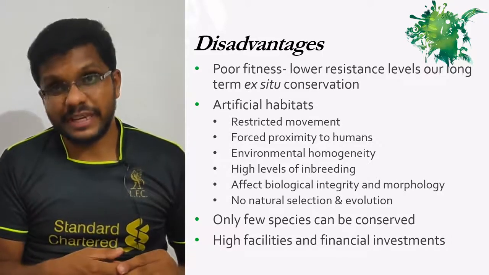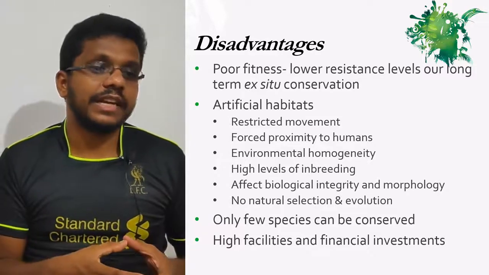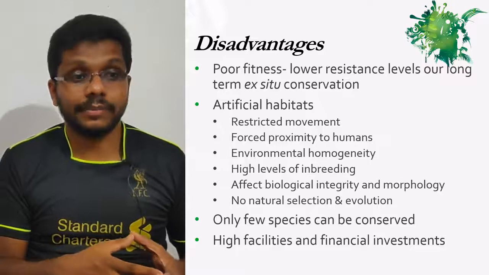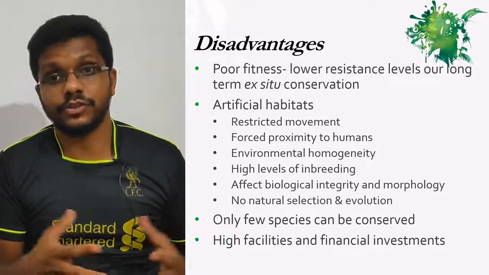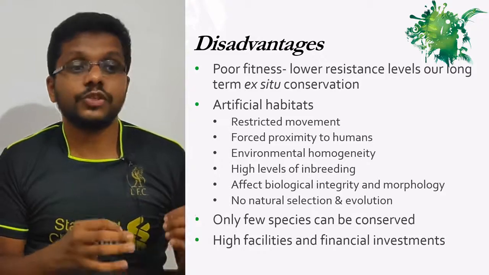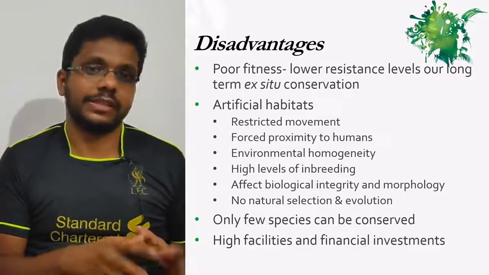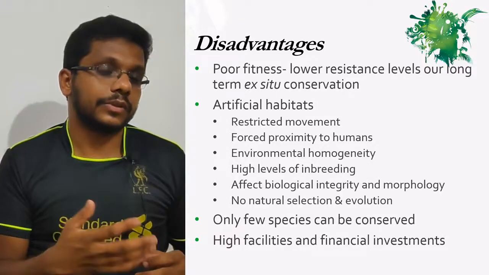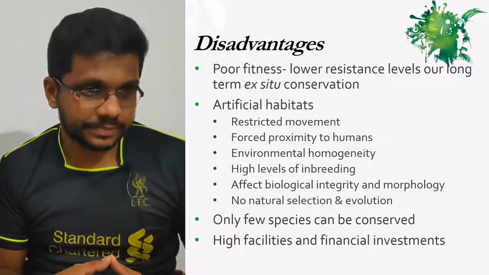Then high levels of inbreeding, which is bad, which will cause a loss of genetic diversity, and it will also reduce the survival rate. It affects biological integrity and even the morphology of the organism if it is kept in ex-situ conservation for a long time. And there is no natural selection and evolution happening in ex-situ conservation in most cases. So those are the disadvantages of using an artificial habitat for conservation.